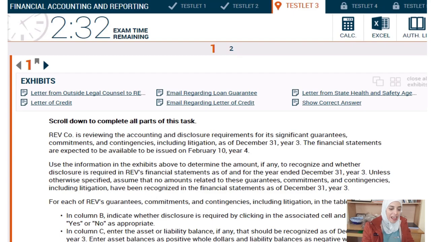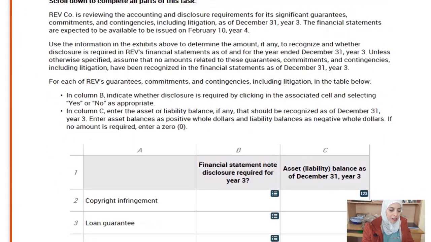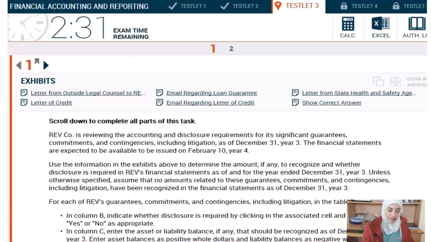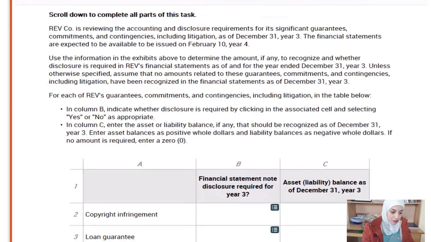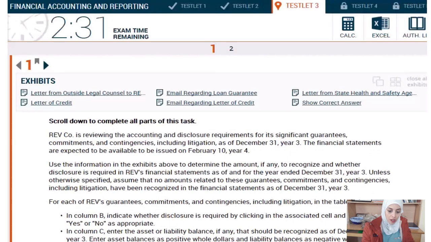Okay guys, so here's an example of an option list simulation from the FAR exam. I chose it from the FAR exam from the AICPA.org website, so it's a real simulation. And as you can see here, you will fill the options as they give you here. So here are the exam screens. These are the exact screens you will see on the exam.